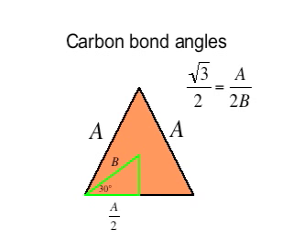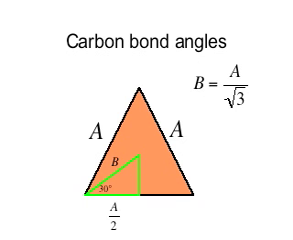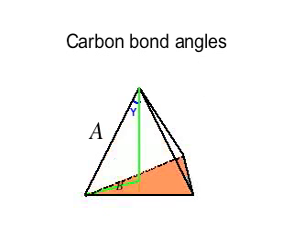So I've drawn that here. Square root of 3 over 2 is now equal to A over 2B, and we can find B in terms of A. B is just A over the square root of 3. So now let's go back to our earlier slide, a drawing of the tetrahedron, and now we can plug in the value for B.